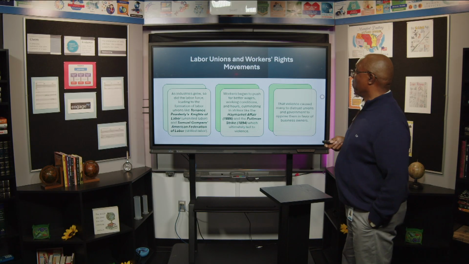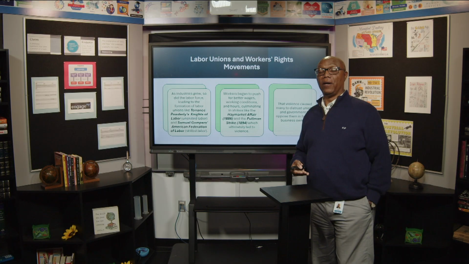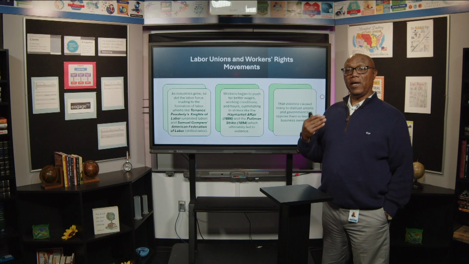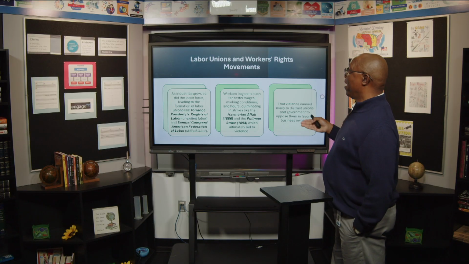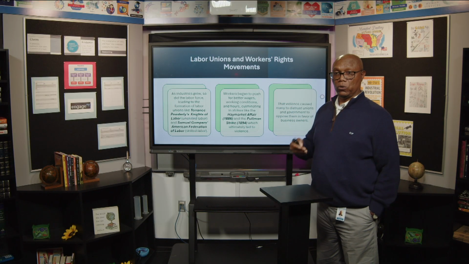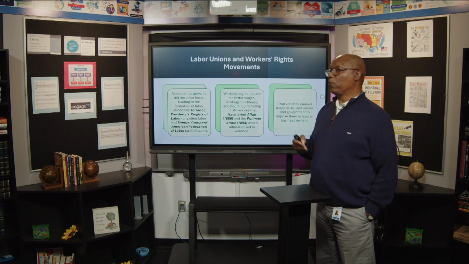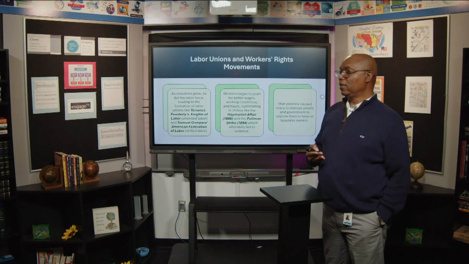Labor unions and workers' rights movements. Now, we told you that people like Carnegie and Rockefeller became very wealthy, and usually at the expense, of course, of the working person. And we're going to find that throughout this Gilded Age, labor unions will start to form to fight for workers' rights. As industries grew, so did the labor force, leading to the formation of labor unions like Terrence Powderly's Knights of Labor, who would take any unskilled labor. Samuel Gompers, of course, created the American Federation of Labor, which would only take skilled laborers.